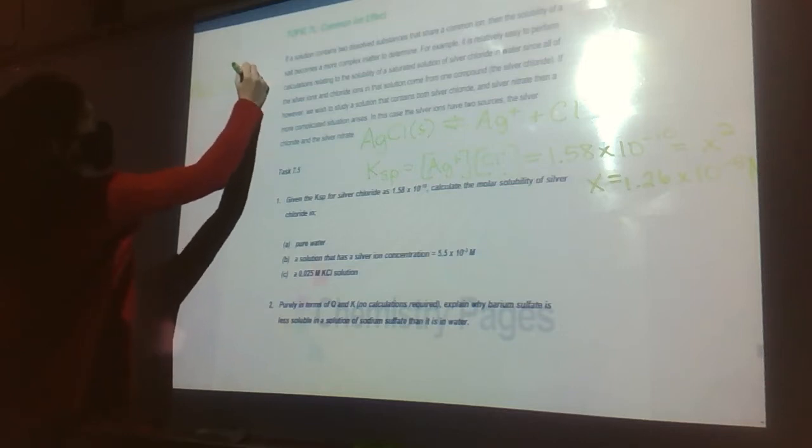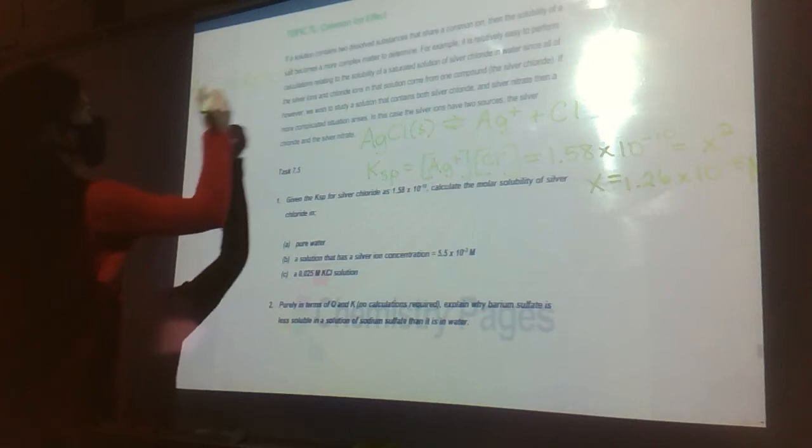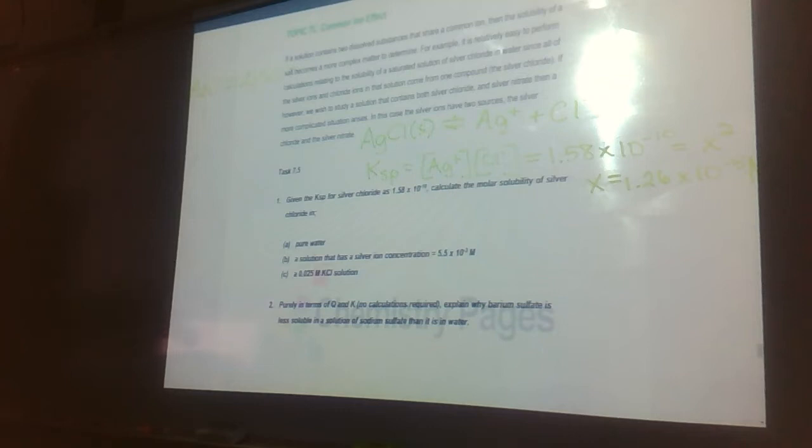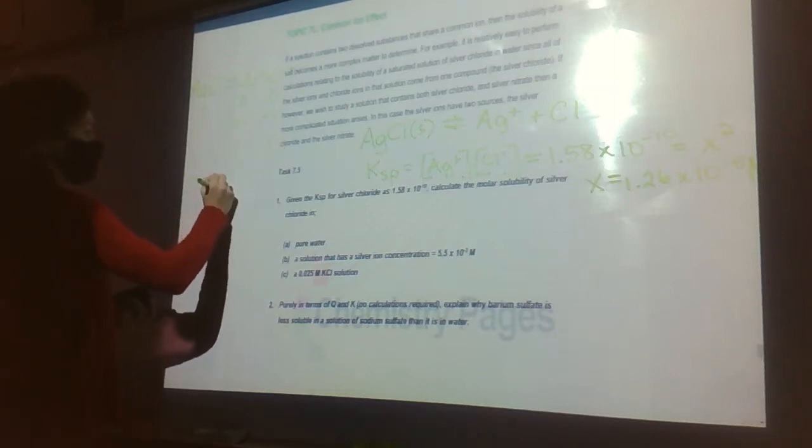And if I did an ICE table for this, you don't have to do this if you don't want. We would leave out the silver chloride because it's a solid. You don't include solids in your ICE tables. We would start with 0, 0, it's pure water, plus x, and I would wind up with Ksp equals x squared. And you would solve for x. Right? Does everybody kind of see the value of ICE tables at this point?